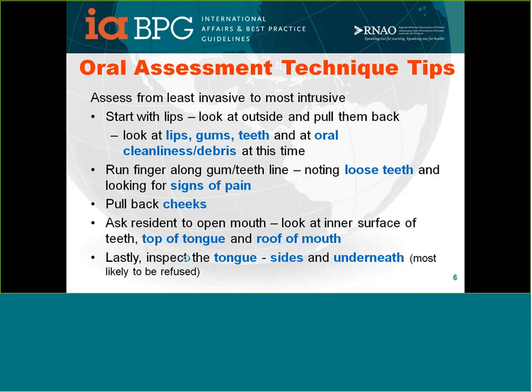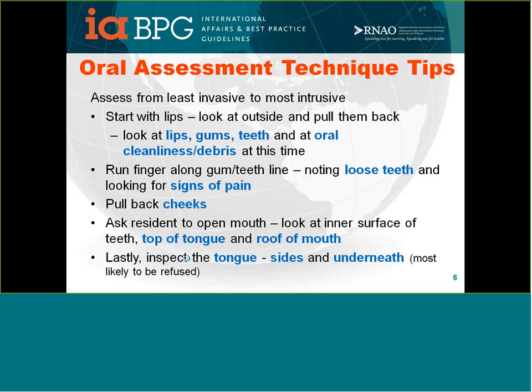Always begin your oral assessment with the least invasive area and finish off with the area which is most intrusive. Begin with the lips. Look at the outer surfaces and then gently pull them back and look at the inner surfaces. Assess the gums and teeth next, and also the level of oral debris, examining the cleanliness. Run your pointer finger along the gums and the teeth, applying slight pressure. This will allow you to assess for loose teeth as well as any signs of pain.